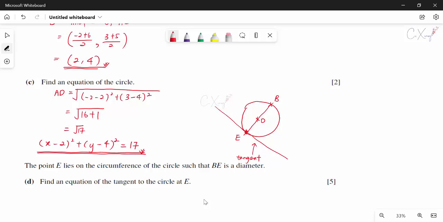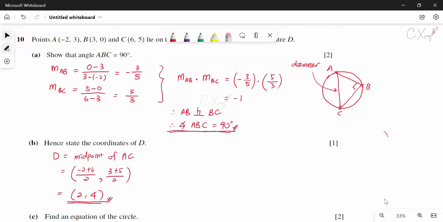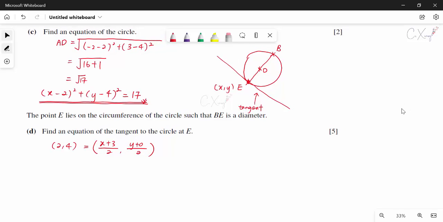Okay, so to find the tangent at E, first we need to find the coordinate for E. So I let E equal (x, y). Okay, so if E is (x, y), that means D (2, 4) is the center or the midpoint of BE. So how do we calculate the midpoint of BE? It will be (x + 3) divided by 2, and (y + 0) divided by 2. Because just now in the first part, we already know the coordinate of B is (3, 0). So using the coordinates (3, 0) and E equals (x, y), I try to find the value for x and also the value for y.